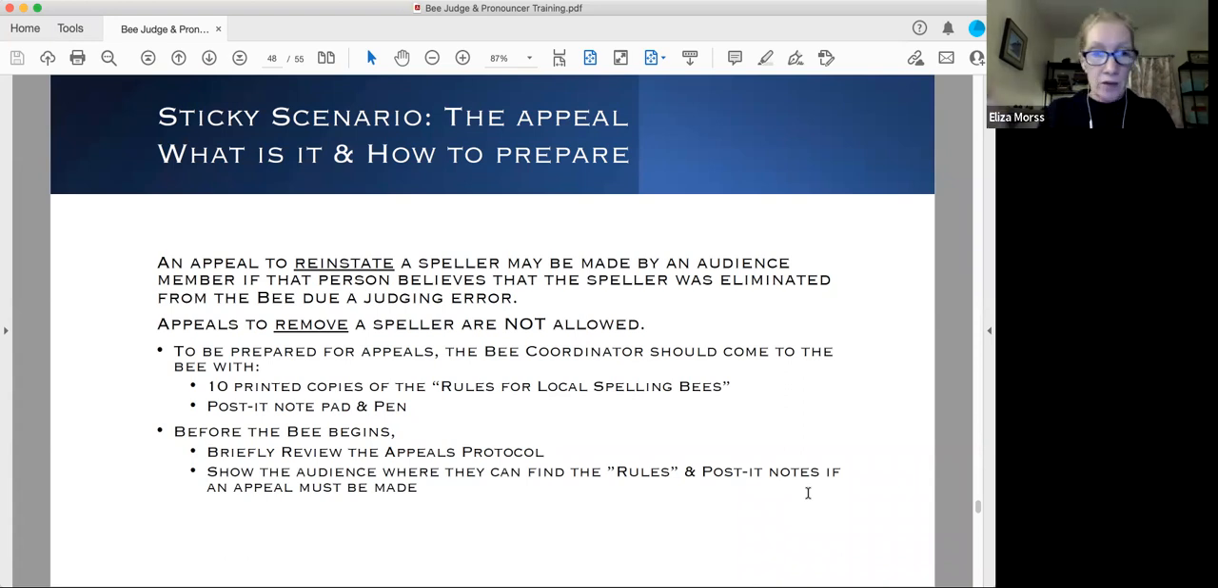So again, going back to what I talked about earlier in this presentation, to be prepared for appeals, the bee coordinator should come to the bee with 10 printed copies of the rules for local spelling bees and the post-it note and the pen. Before the bee begins, go over the appeals protocol, which I'm going to go through now. Show the audience where they can find the rules if they have any questions, and the post-it notes if they need to make an appeal. And that's how you need to prepare on the bee day.